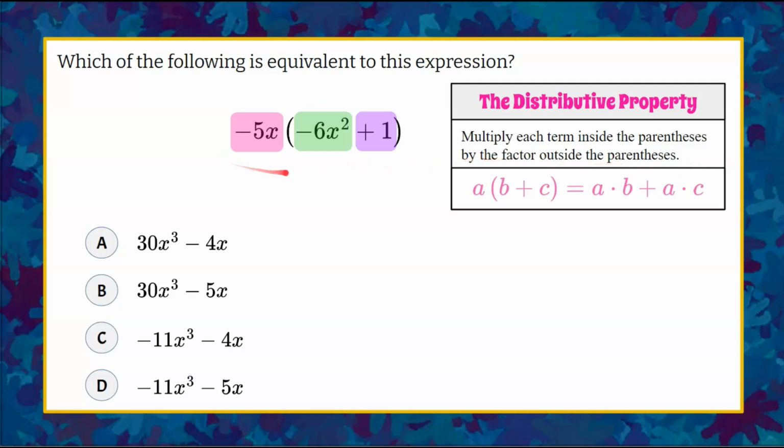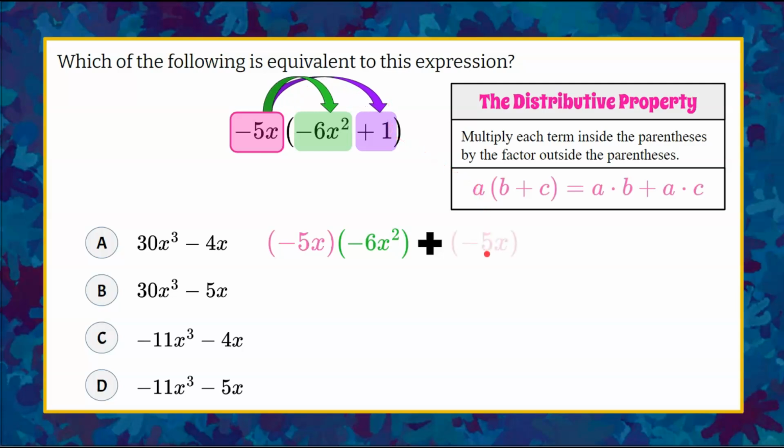So here's how this looks for this expression. We're going to take the factor outside the parentheses, negative 5x, and we're going to multiply it to the first term, negative 6x squared. That would be A times B. So that's negative 5x multiplied by negative 6x squared, and we're going to add the product of A multiplied to C, which is positive 1. So negative 5x multiplied by 1.